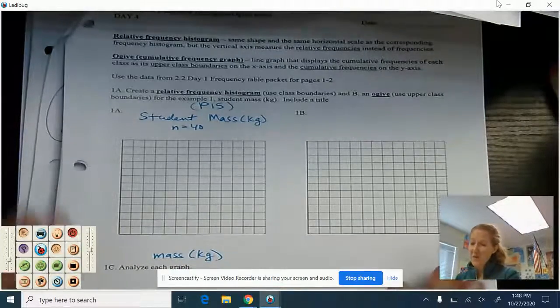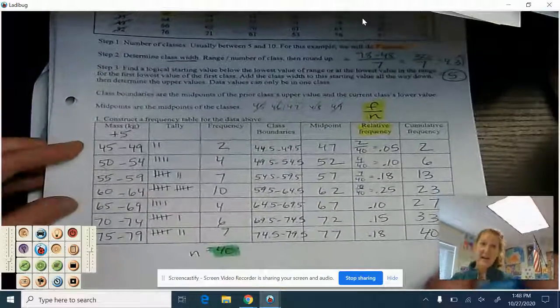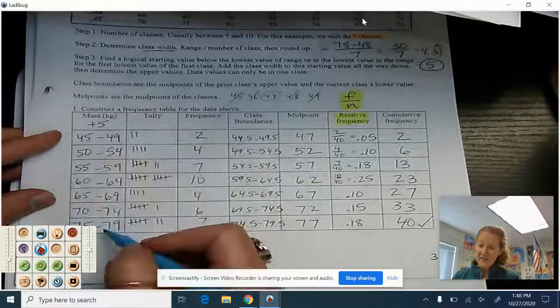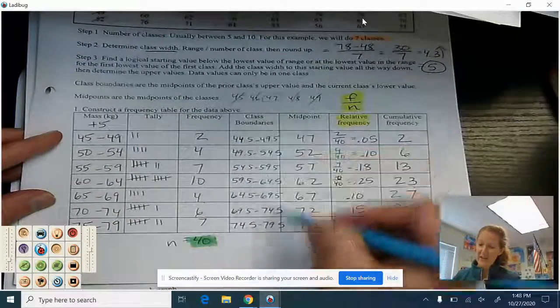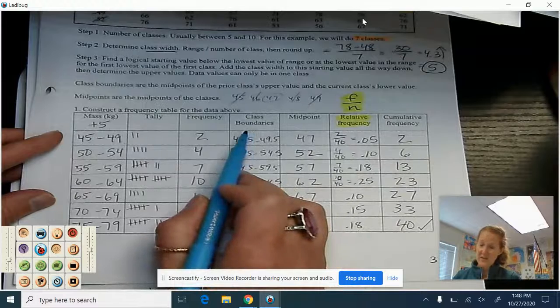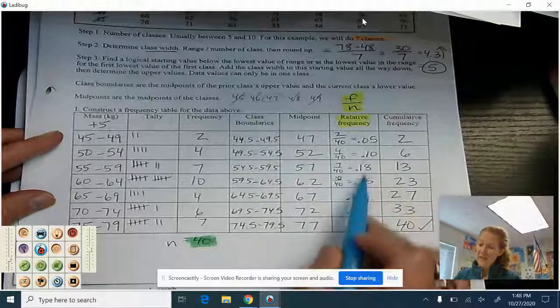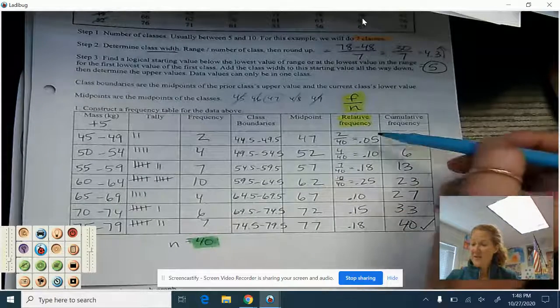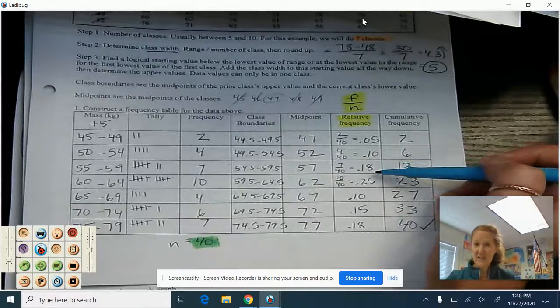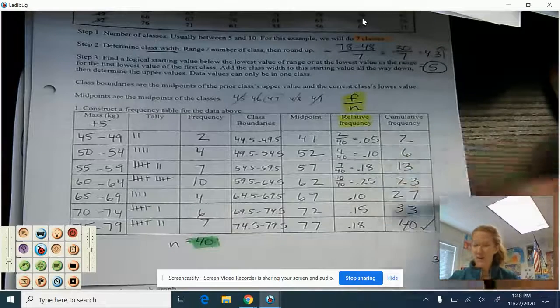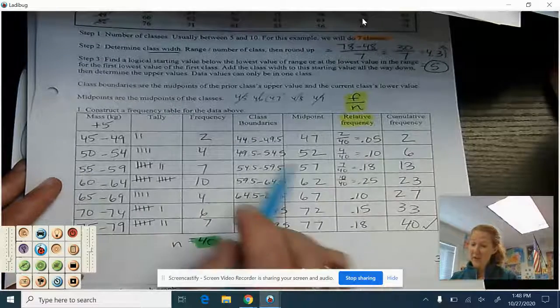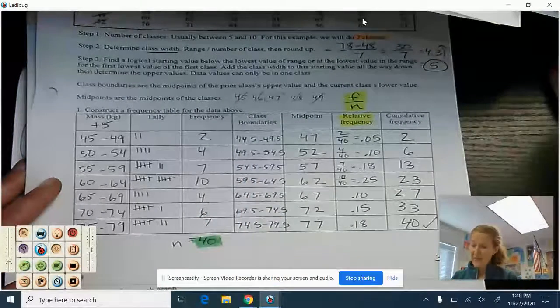I'm looking at this table here. A lot of information. This is page 3, and you can see we had all of the classes, our frequencies, and our class boundaries. So we're going to use our class boundaries and the relative frequencies. These are decimals, or you could think of them as percents: 5%, 10%, 18%, 25% out of 100, but we're going to graph them as decimals. And we're going to put our class boundaries on our graph.